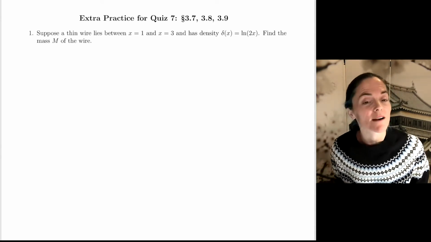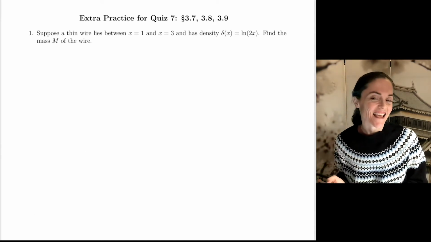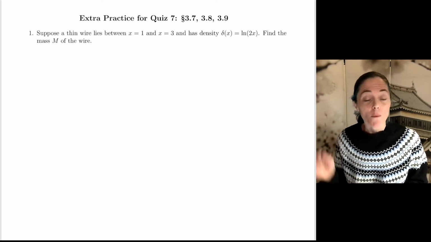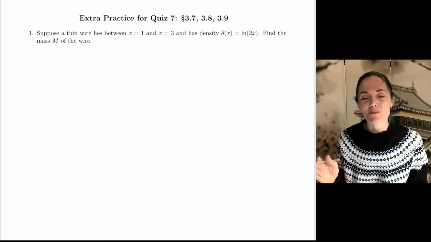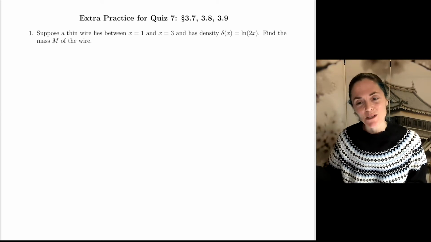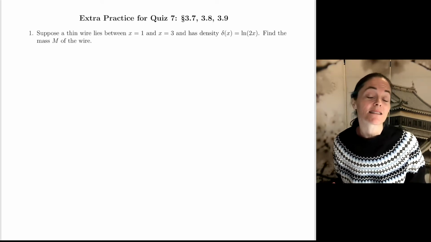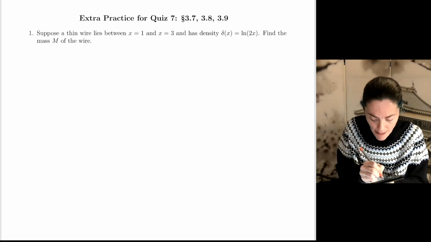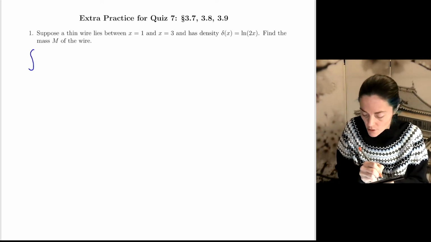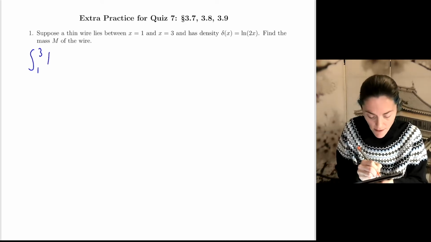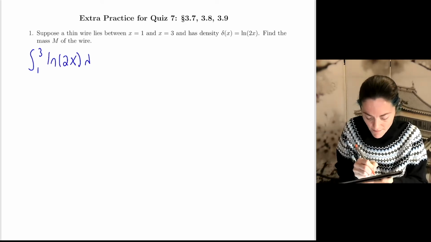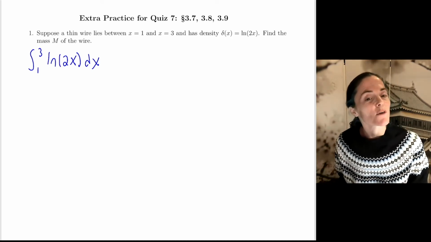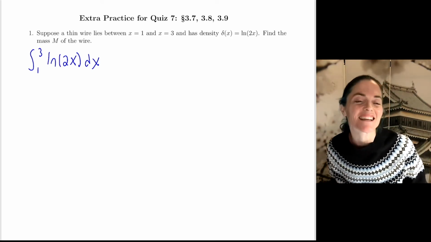And so we get started with number 1. This is a mass question. We have a thin wire, and it lies between x equals 1 and x equals 3 with density delta of x is natural log of 2x. Find the mass. Well, we just integrate. So what we want here is an integral from 1 to 3 of the density, ln of 2x dx. Now the question is, how do we integrate this function?